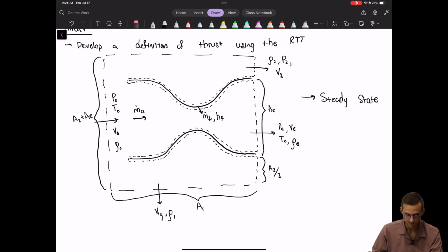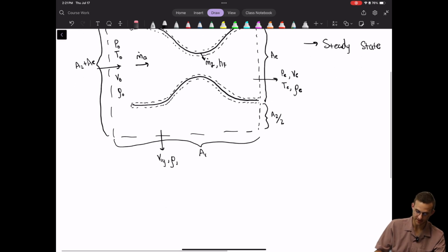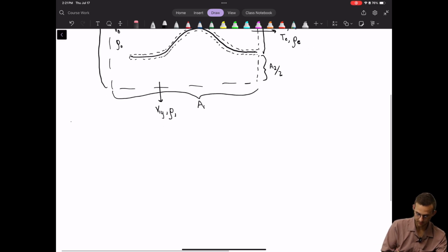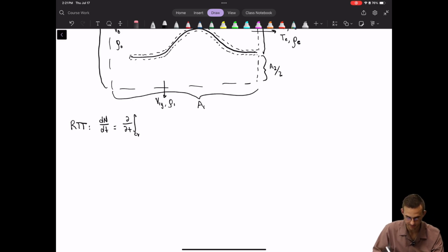Okay? So let's go ahead and, like I said, use the Reynolds transport theorem to build up a definition of thrust here. Just to remind ourselves, the Reynolds transport theorem in general is expressed in the following way, where you have dN/dt, where capital N is the property that you're tracking, the extensive property. And then on the right-hand side, you have things in terms of eta and rho.